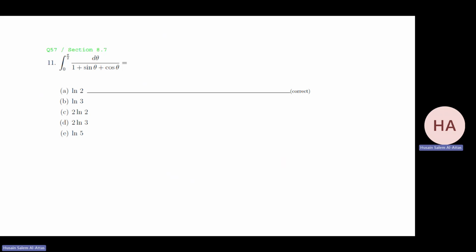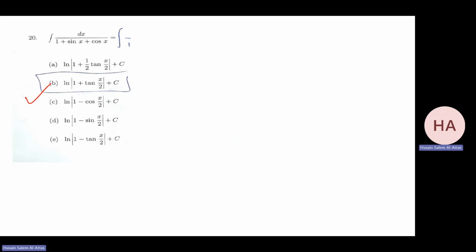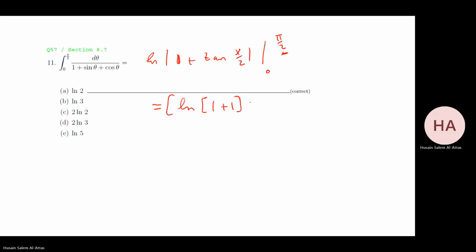1 over 1 plus sine theta, cosine plus cosine theta. I think we did it before. Yes, this is the one. It's ln of 1 plus tan x over 2, from 0 to pi over 2. Sorry, I need pi over 2 first. For pi over 2, I have pi over 4, so it will be ln of 1 plus 1, minus ln 1. That gives me ln 2. That's it, minus ln 1, which is 0. Just substitution. We did it before, so I'm just using that.